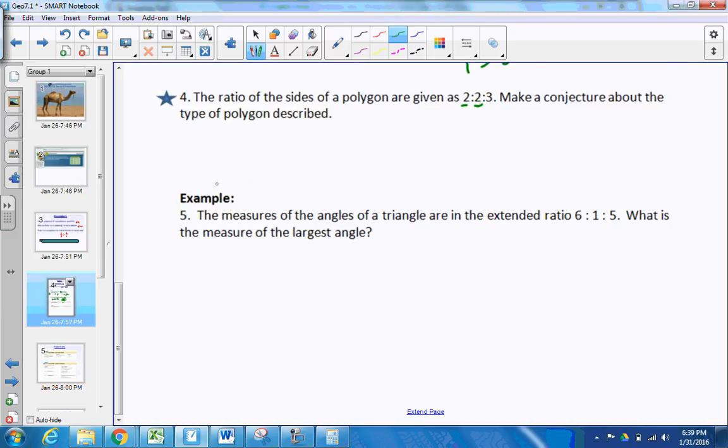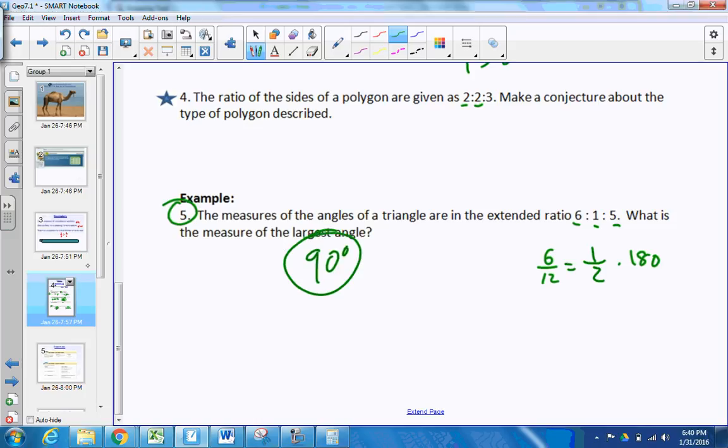All right. And lastly, another extended one. The measures of angles of a triangle are in the extended ratio 6 to 1 to 5. What is the measure of the largest angle? So if we have 6, 1, 5, that means out of a total of 6 plus 1 is 7 plus 5 would be 12. 6 of those 12 pieces would make up one angle. So the largest angle would be 6 out of 12, or 1/2 of all of those degrees, which would be a total of 180. So I think it's going to be a 90-degree angle. We have a right triangle here. But anyway, that is a basic overview of ratios and extended ratios.